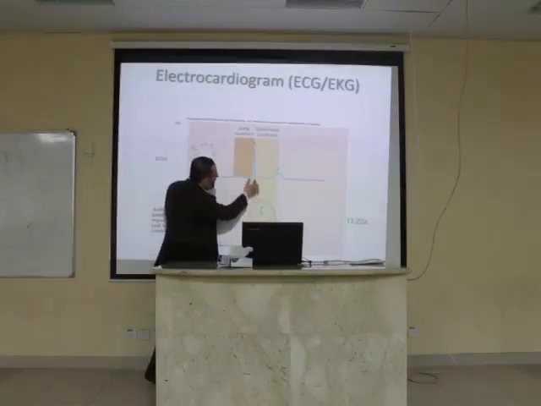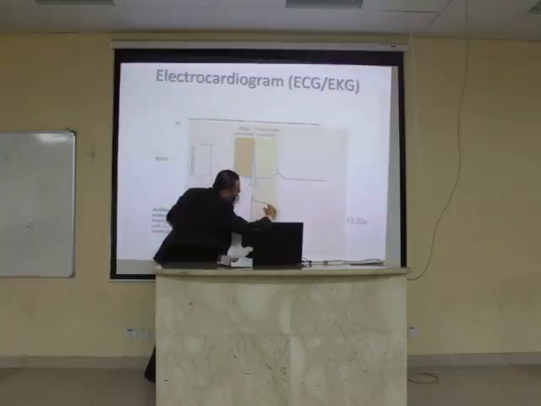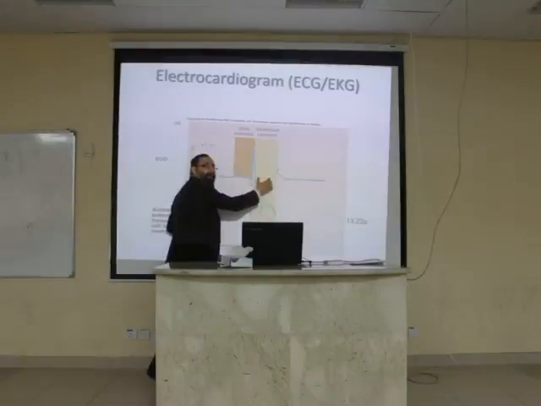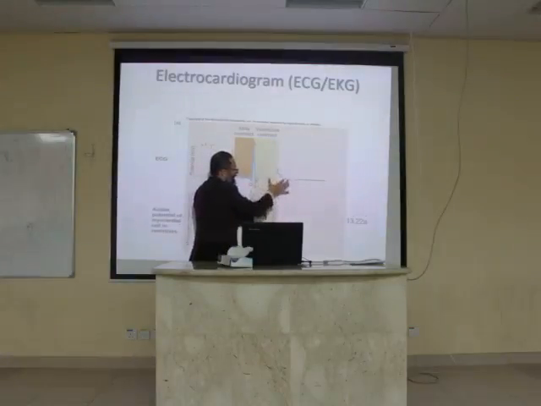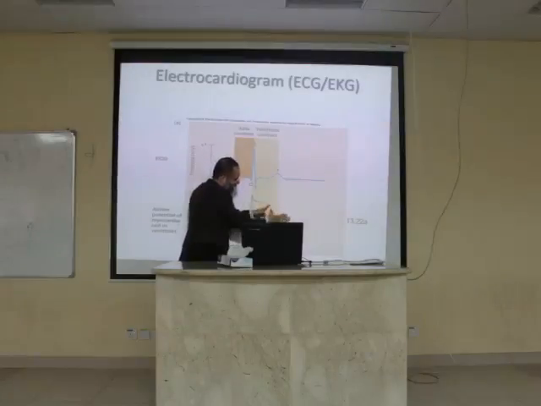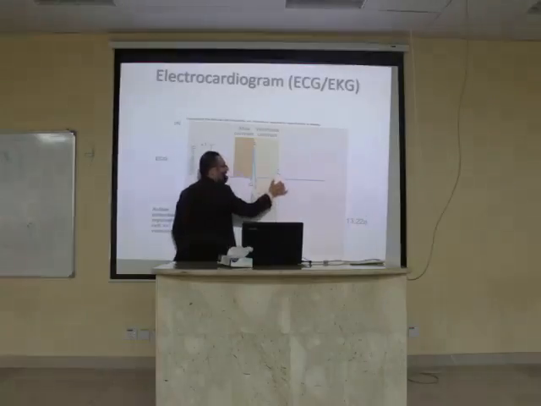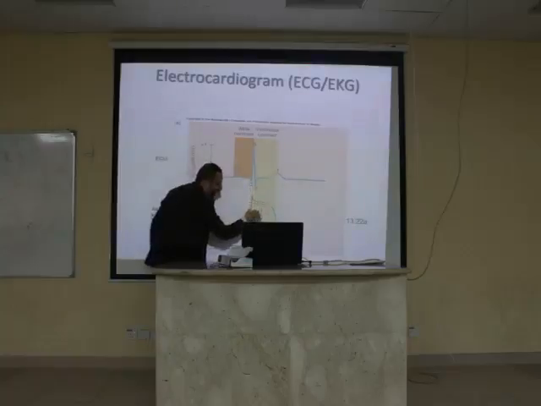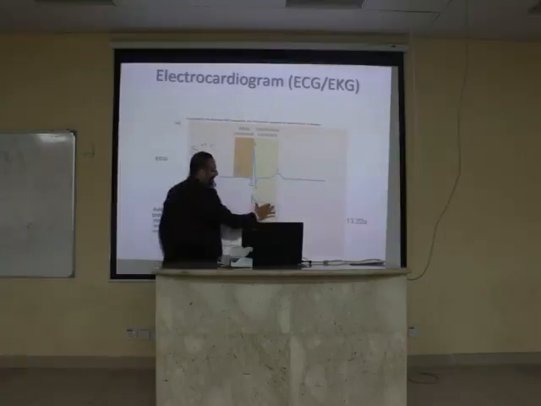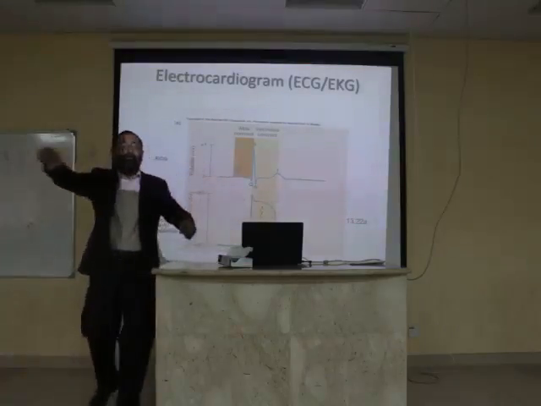So depolarization is shown by this area. What is this plateau telling you? Plateau is coinciding with the ST segment. And after the plateau, repolarization from this part to this part. Which wave is formed? So repolarization is coincident with the T wave. The QRS complex goes with the ventricular depolarization. And in between these two, what do you have?